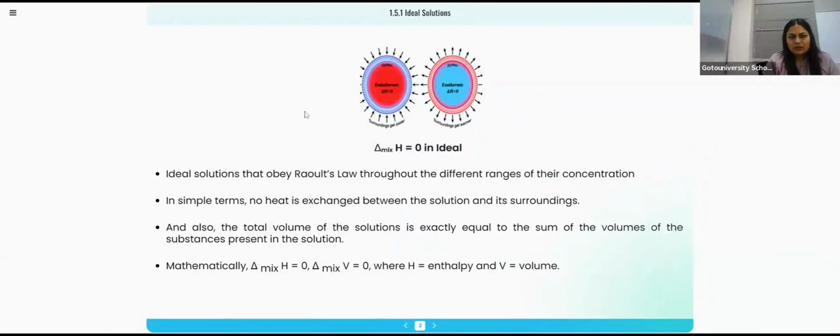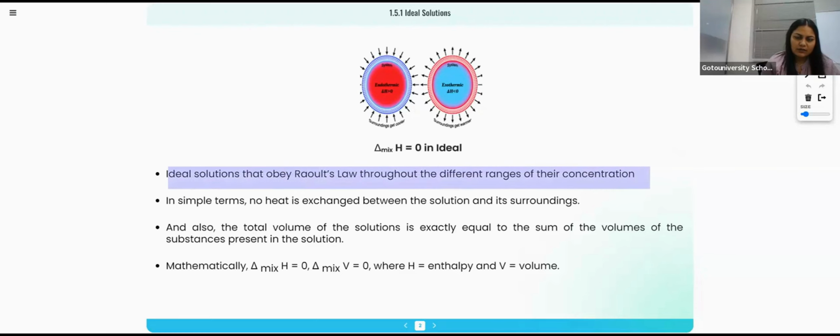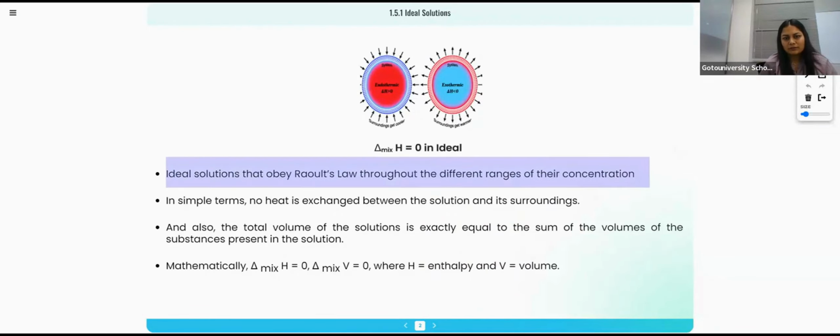What are ideal solutions that obey Raoult's law? This question is frequently asked in exams. The difference between ideal and non-ideal solutions is very often asked. Ideal solutions are what? They obey Raoult's law.